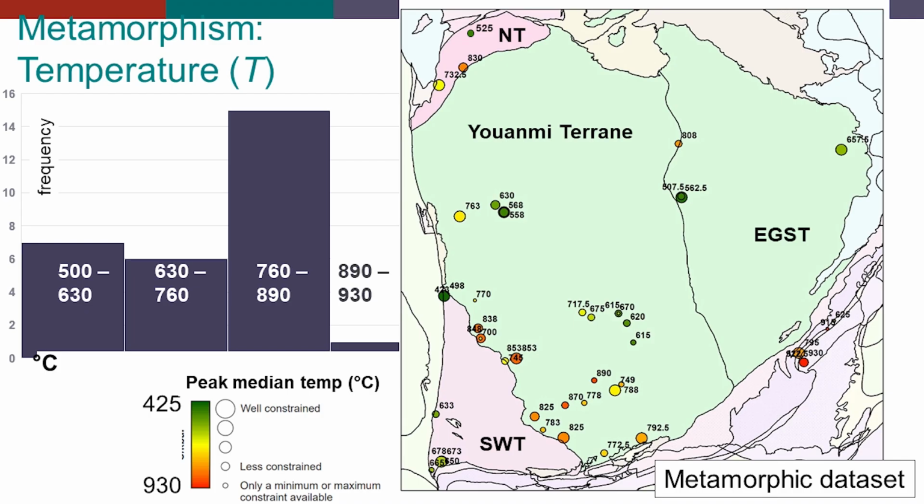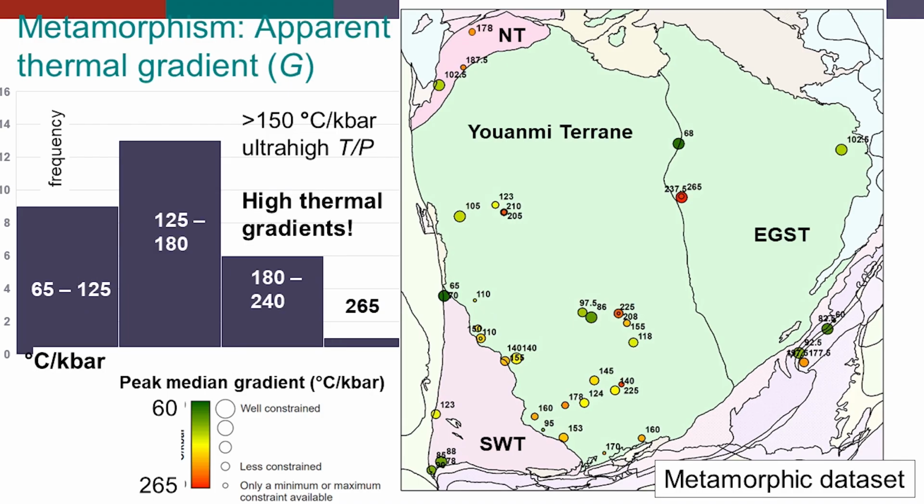However, that's where the thermal gradients really come into play. This is a way to normalize the variability we're seeing in the PT data into something that we can use. Okay, so this shows the thermal gradients for this data set, and anything above 150 degrees per kilobar is sitting in the ultra-high pressure temperature window. These are high thermal gradients, okay? We know something funny is going on.